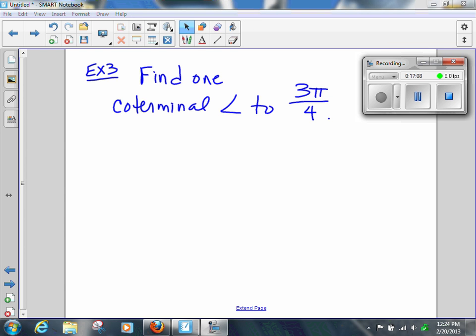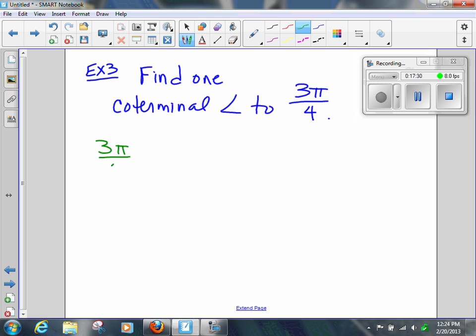So how many of you found the positive coterminal angle? Hands up. That means the rest of you found the negative one. Did you have to? No. You only had to find one. But what am I going to add this time to 3 pi over 4? I'm going to think 2 pi, but mathematically I've got to change that. Why? I got to have a common denominator. Now you guys know that's going to be 8 pi over 4.